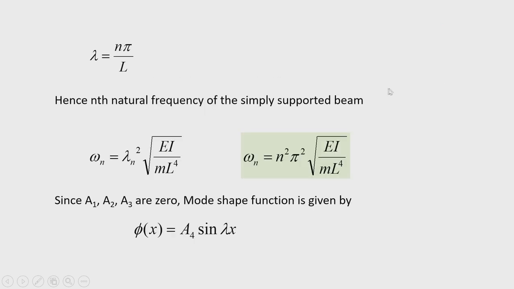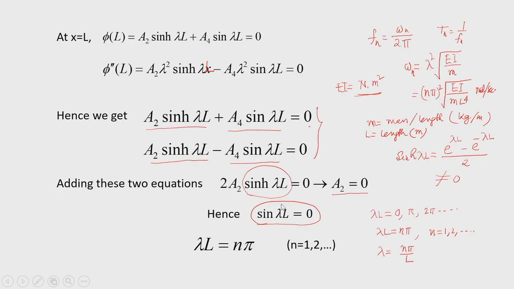Now here we have defined the mode shape function, because here you can see all the quantities are 0, but A4 is not to be taken 0, because if A4 is taken 0, then there is a trivial solution, because ultimately what we are getting from these two equations, if we add, is 2A2 sine hyperbolic lambda l, that is A2 is 0.